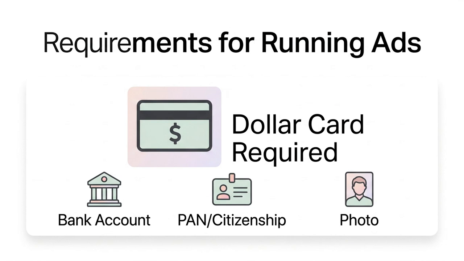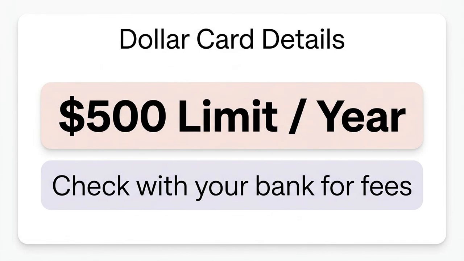They will typically ask for your PAN number, your citizenship document, and a passport-size photograph. Once approved, the bank usually issues a dollar card with a limit, often around $500 per year. This allows you to start running those Facebook ads. I highly recommend checking with your specific bank about any issuance fees, as policies can vary.